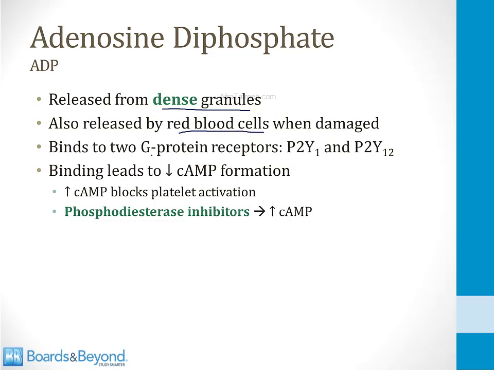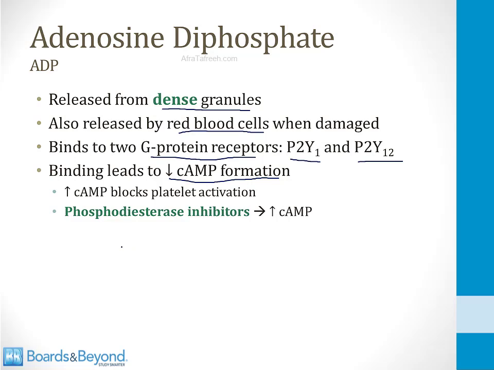ADP can bind to one of two G protein receptors found on platelets. One's called the P2Y1 receptor. The other is called the P2Y12 receptor. Binding of ADP to these receptors leads to a drop in cyclic AMP formation inside of platelets, and that leads to platelet activation. There's an important tie-in here with pharmacology.